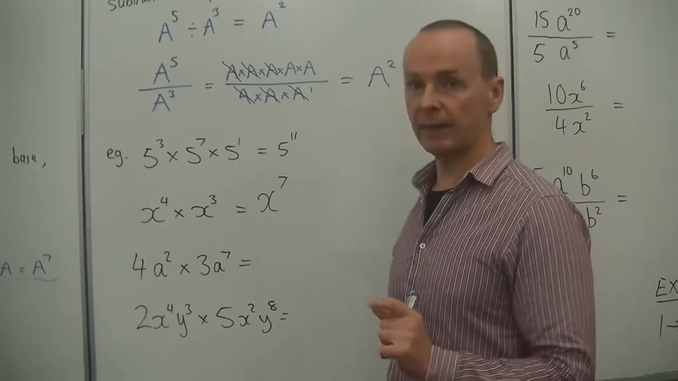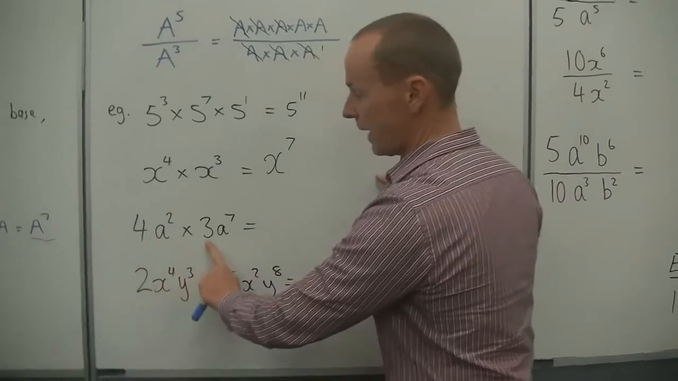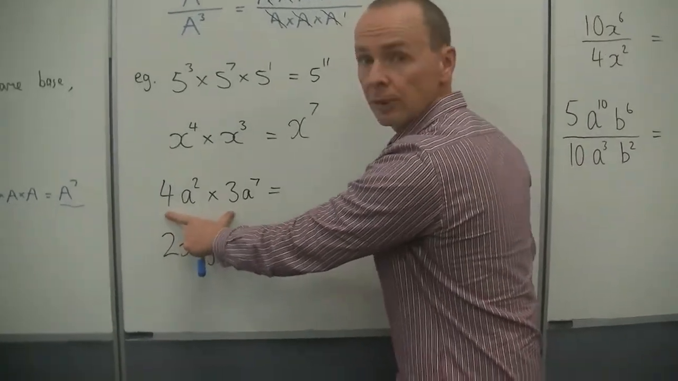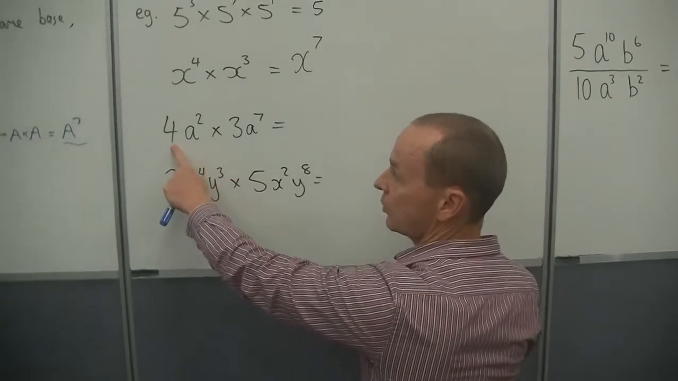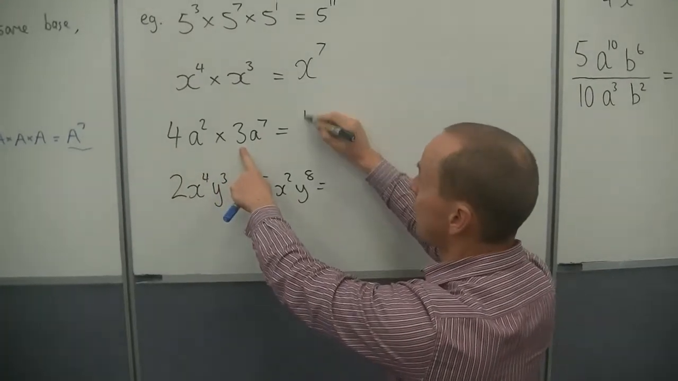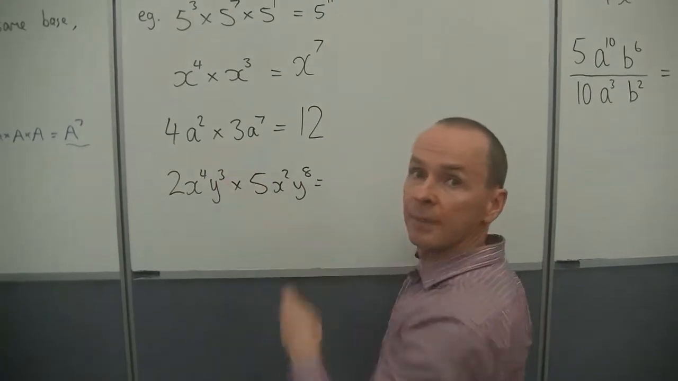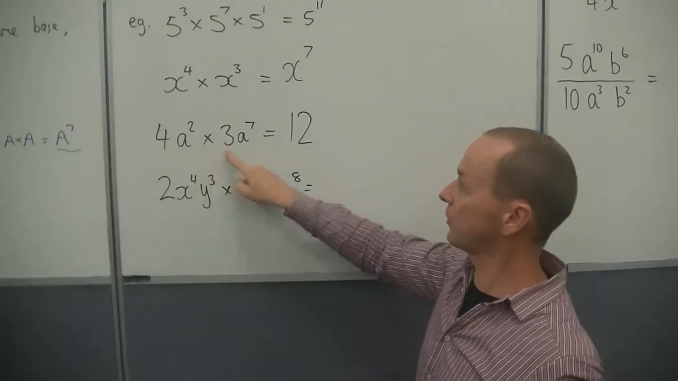Now, next one is slightly harder. We have a normal number out the front this time. So the normal numbers, you just do normal multiplication. 4 times 3 is 12. That is not an index law, it's a primary school rule. 4 times 3 is 12.